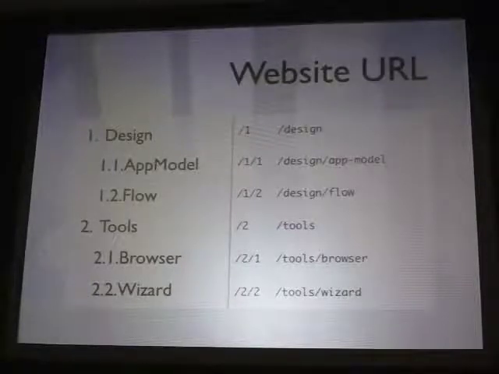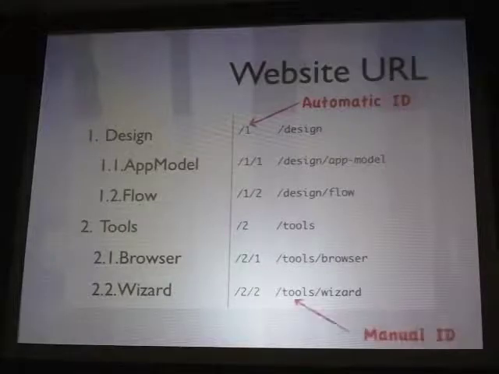So what we use is, we have this structure of a website, and we can just use it to create the URL from it. And you can either use automatic IDs, so it just takes the number of the index in the collection, or it uses manual IDs that you describe in your editor.